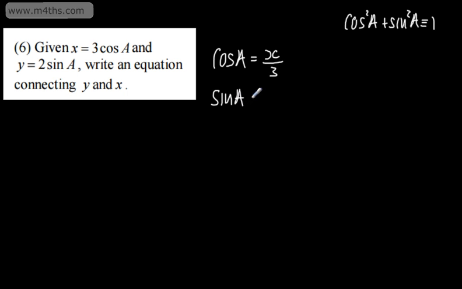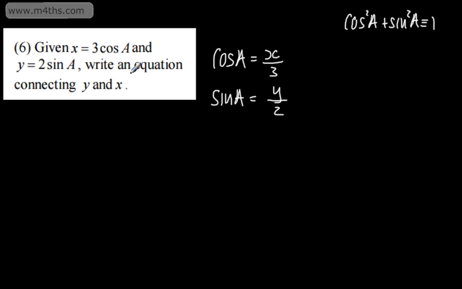Okay, so what I'm going to do is just again write to the examiner that cos squared A plus sine squared A will give us 1. So I'm going to look for an expression for cos A. I'm going to write that cos A is x divided by 3. If we look at sine A, sine A is going to be y divided by 2.